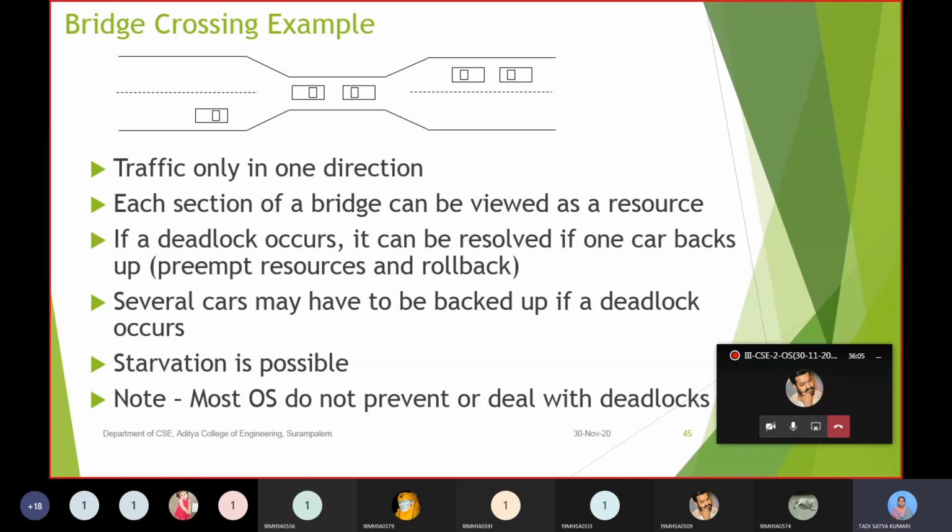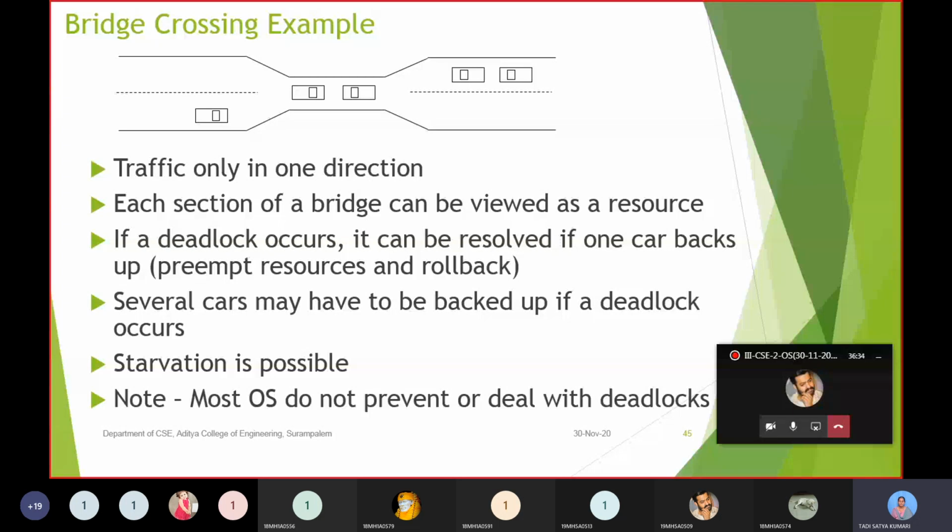There are two directions and there is a bridge in between. So here on the bridge, at a time traffic can pass in only one direction, either from left to right or right to left. Okay. So only one direction of traffic will be allowed on the bridge at a time. The traffic cannot be allowed in both directions on the bridge at the same time.